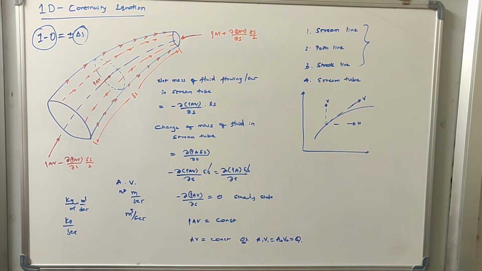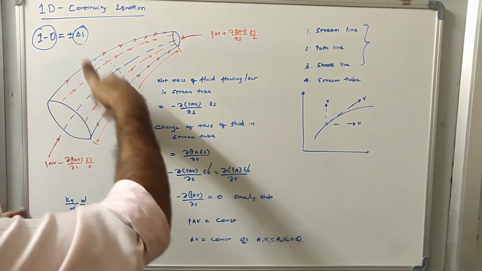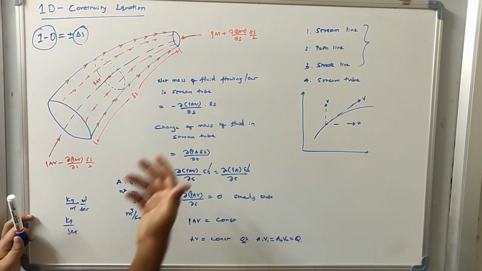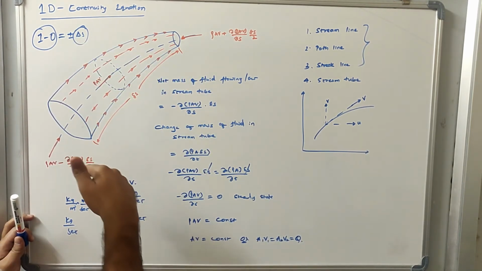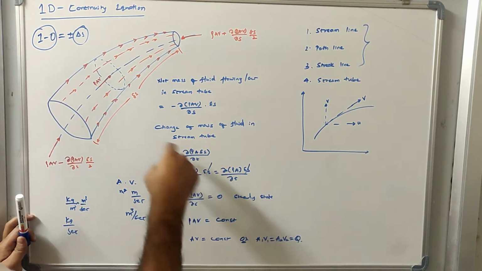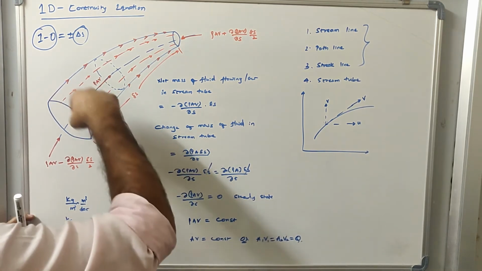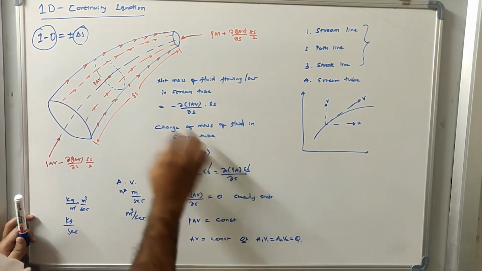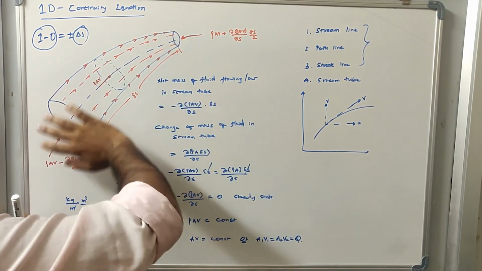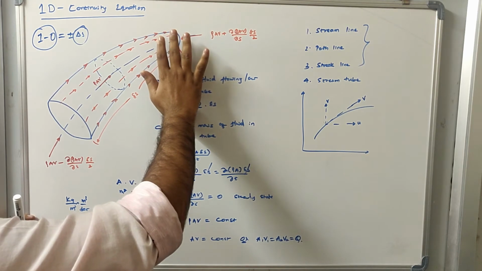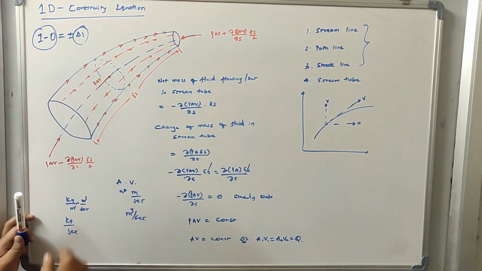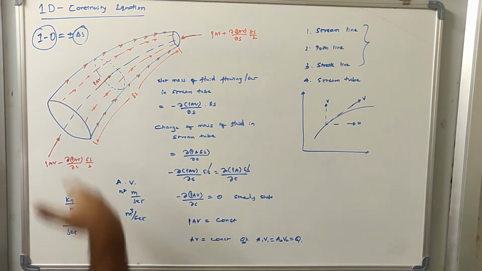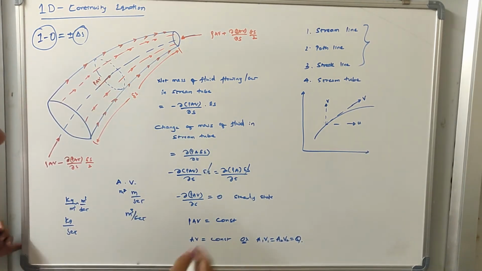To calculate the change in storage, what I need to do is first calculate the volume of the stream tube. The volume of the stream tube will be equal to A into delta S. So A is the area multiplied by the length, which will give you the volume of the stream tube. Once you know the volume, you multiply with rho, which is density. That will give you how much is the mass within this stream tube.